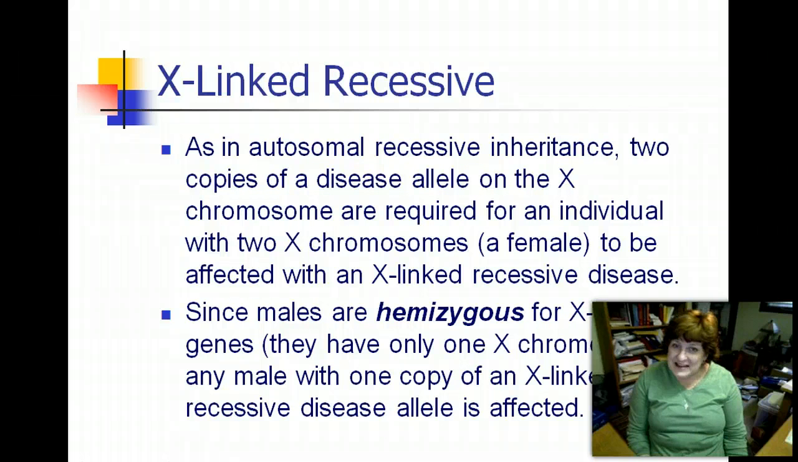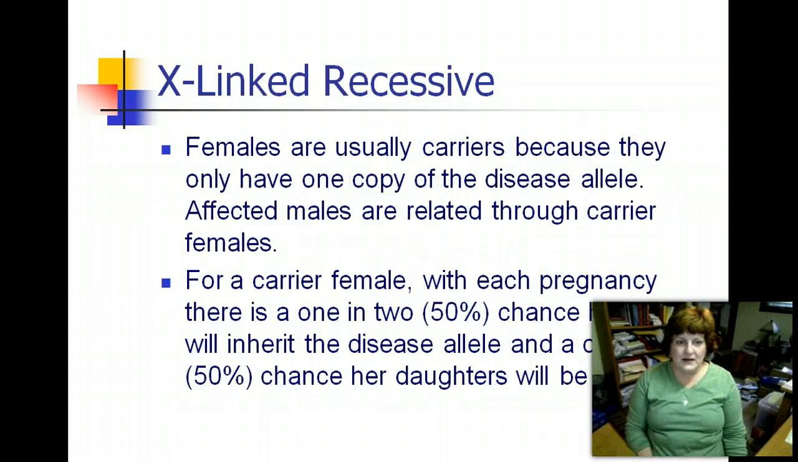The same as autosomal recessive, with X-linked recessive, 2 copies of the disease allele on the X chromosome are required for an individual to have that. Since males are hemizygous for X-linked genes because they only have the one X chromosome, any male with one copy of an X-linked recessive disease is affected. But with the females, they would need both, and they would have to get it from each of their parents. Because of this, they're usually carriers for X-linked recessive disorders.